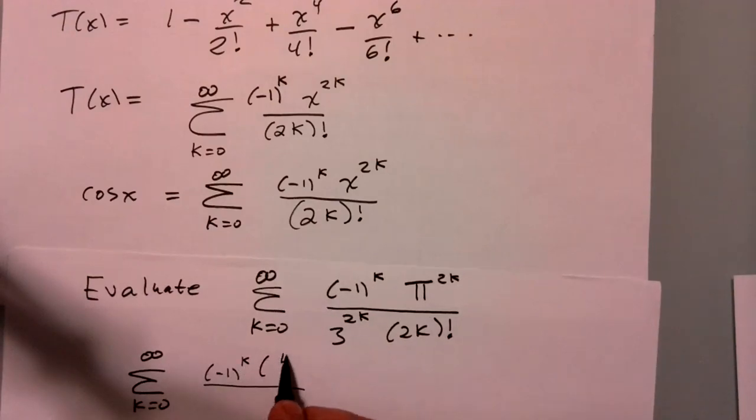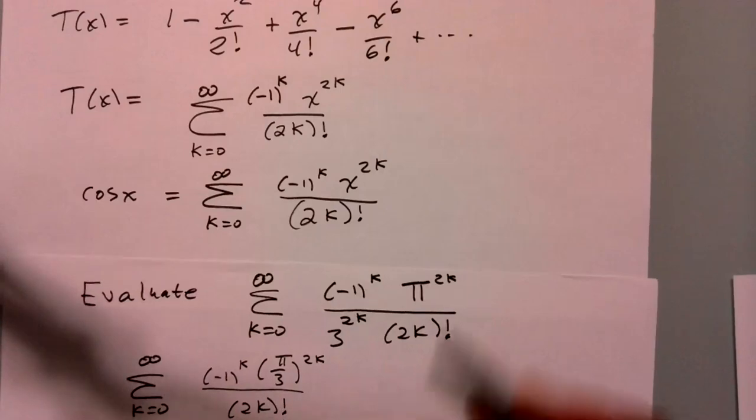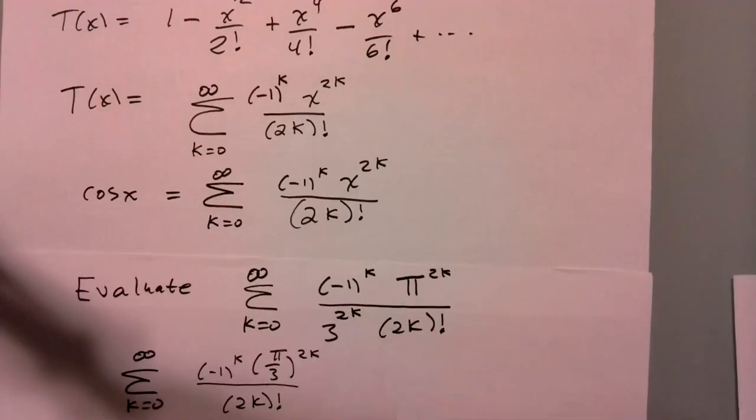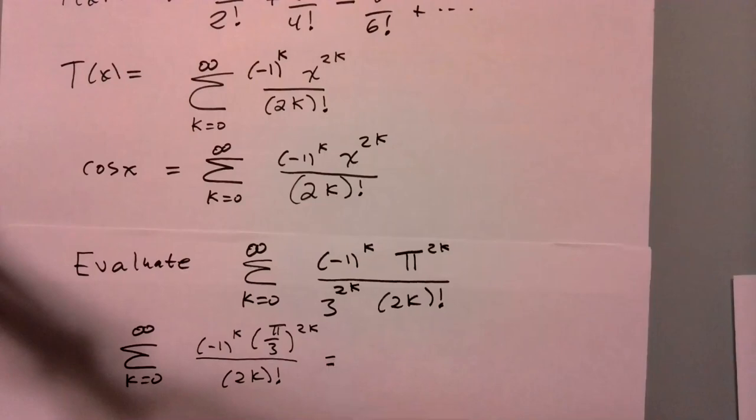Negative 1 to the k, pi over 3 to the 2k. Notice what I've done. I have pi to the 2k upstairs. I have 3 to the 2k downstairs. So that's pi over 3 to the 2k. Is that enough to get us an answer?